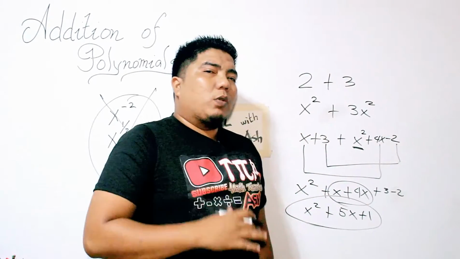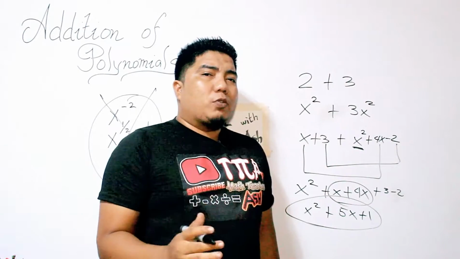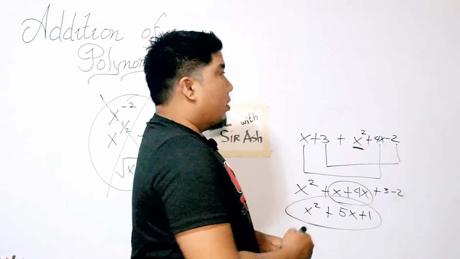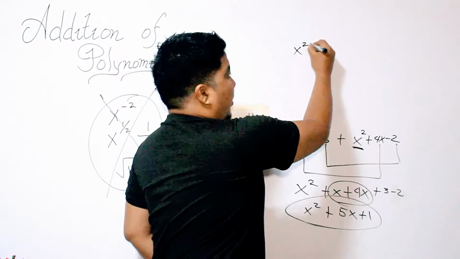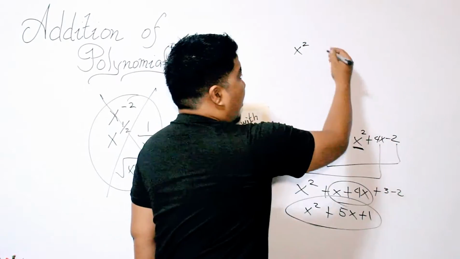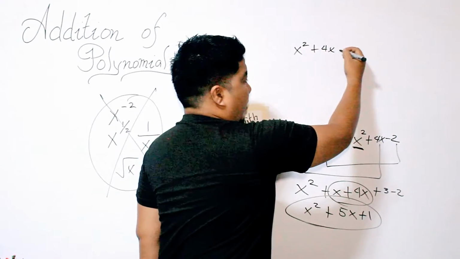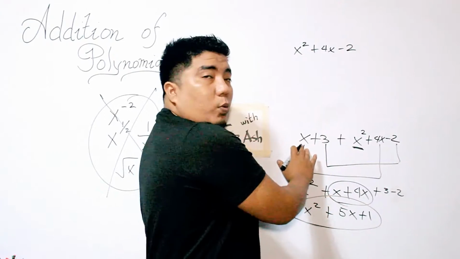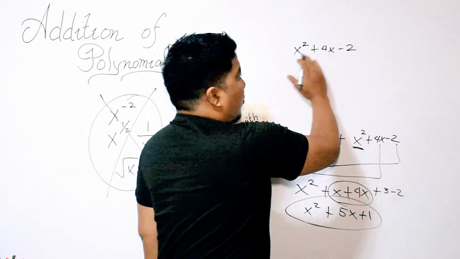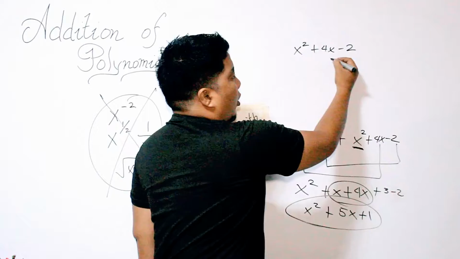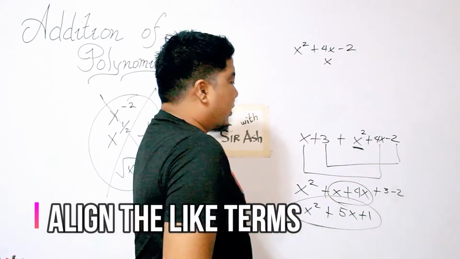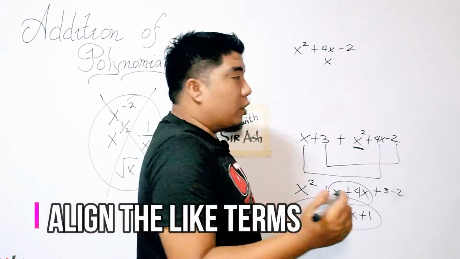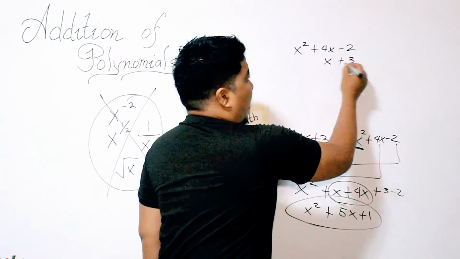Easy, right? Now, the question is, how about if we use the vertical method? In this case, you just write this one first, okay? And then your 4x, and then the minus 2. Then you put this linear term. So which is the linear term here? This is the one, right? So you just put it below the 4x, and then your constant term is below the other constant term. So that is positive 3.